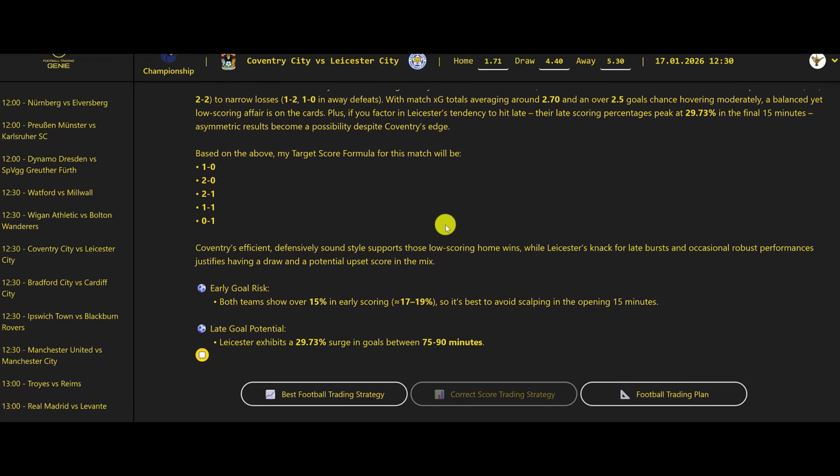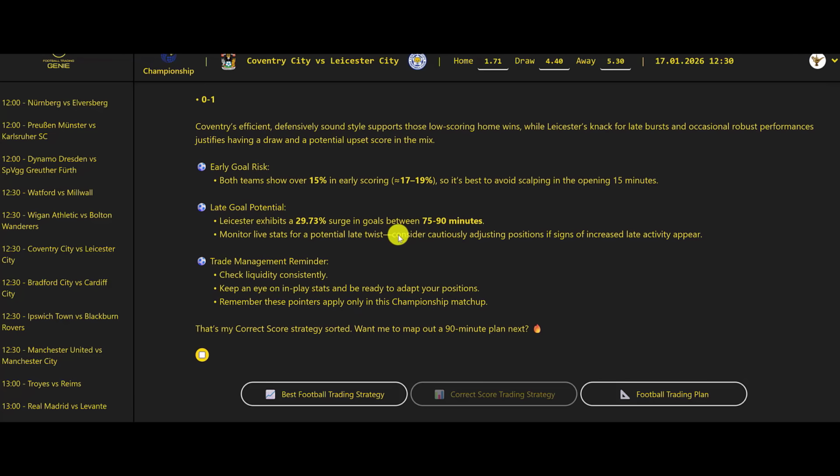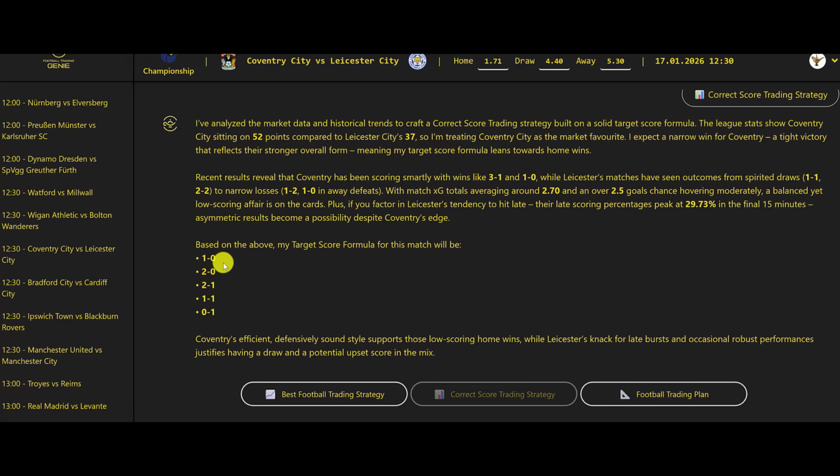So yeah, in favour of Coventry. No huge surprise. Coventry obviously odds-on favourites for this one. So 1-0, 2-0, 2-1, 1-1, and then a 0-1. So it's incorporating a plan A and a plan B. So anyway, let's get set up.